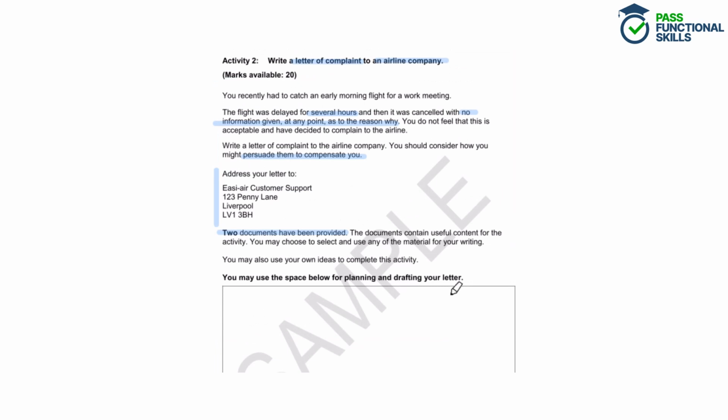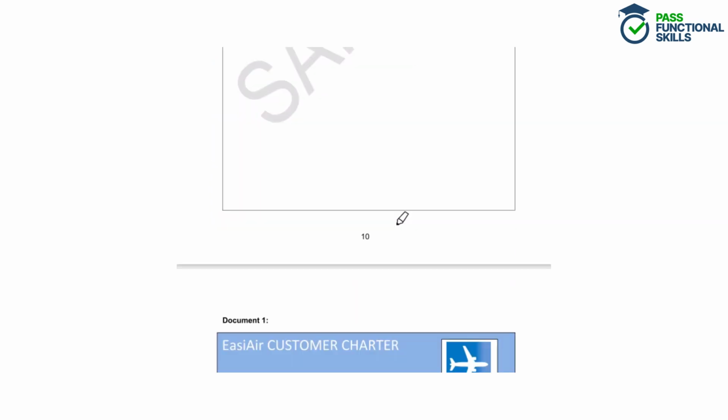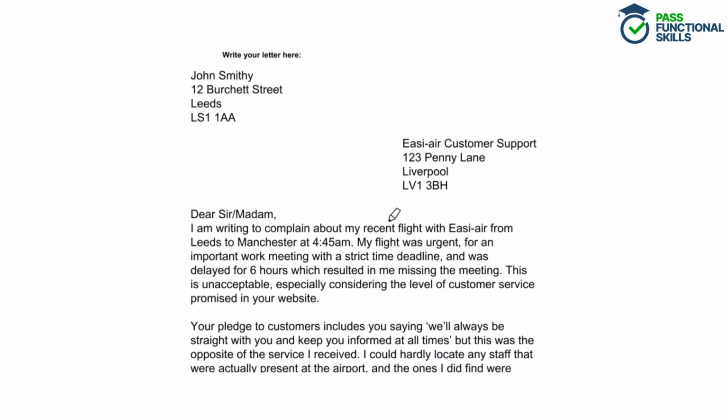So we're given quite a lot of information that might inspire us to write our answer here. But we need to focus on the audience, the purpose and the text type. So the text type's a letter of complaint, the audience is the airline company, so we need to be formal and professional even though we're complaining, so we're going to be using quite a negative tone. So let's take a look at a model answer to this question.